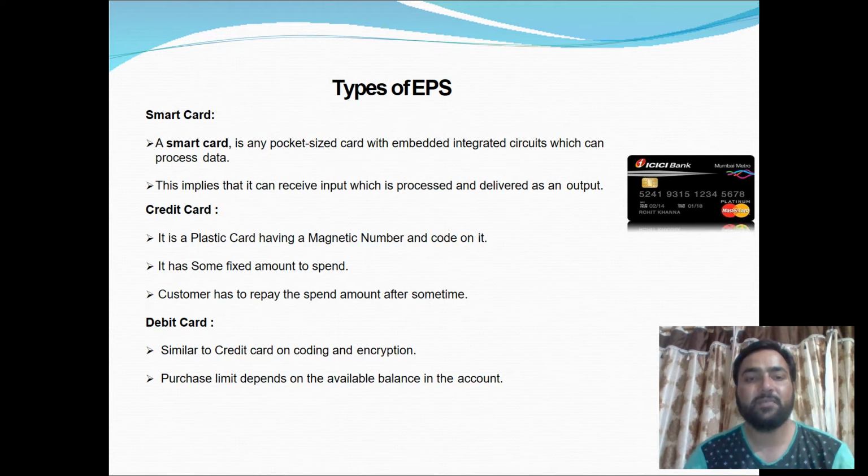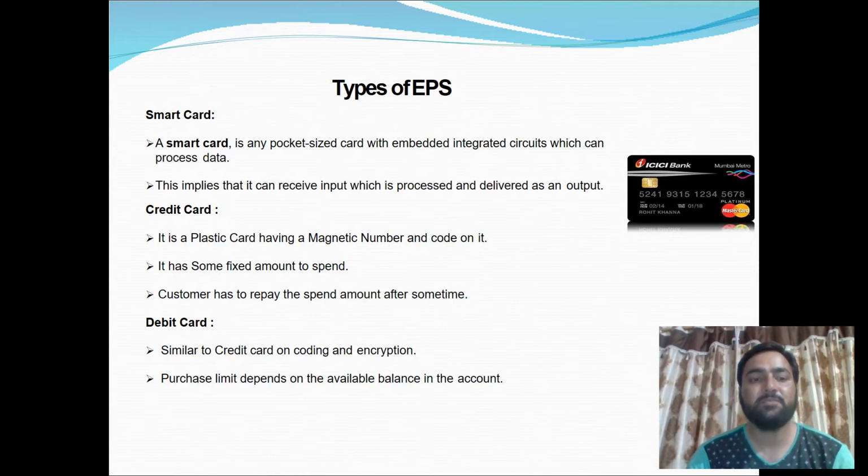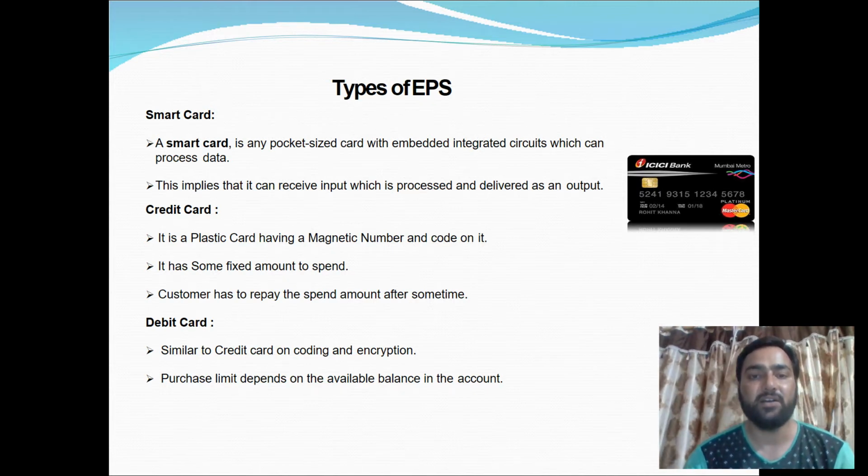But in the credit card, a fixed limit is given by the bank that you can use, but in the debit card, the limit is defined by the money in your account. That means whatever amount of money you have in your bank account, you can use that amount for any particular purchase or sale of a good or service. That means the purchase limit depends upon the available balance in your account.